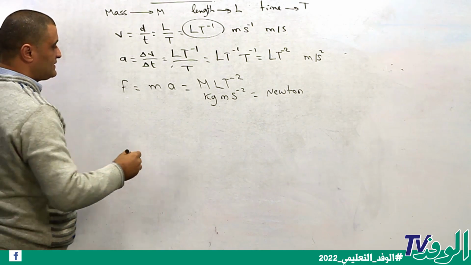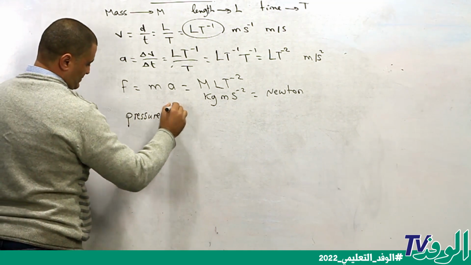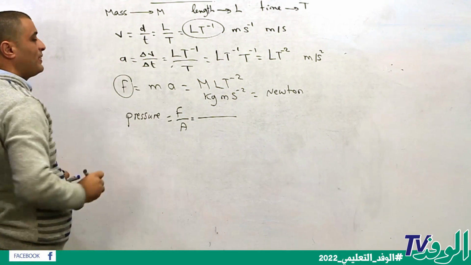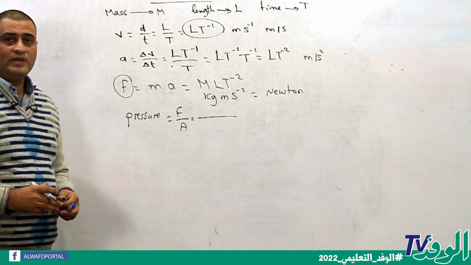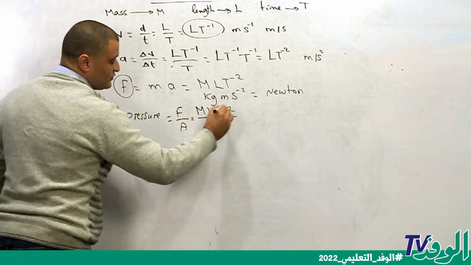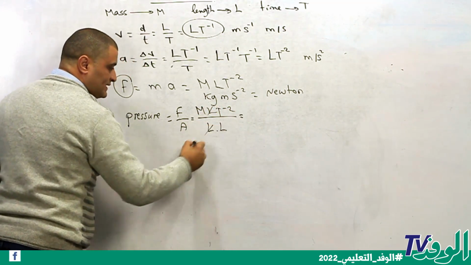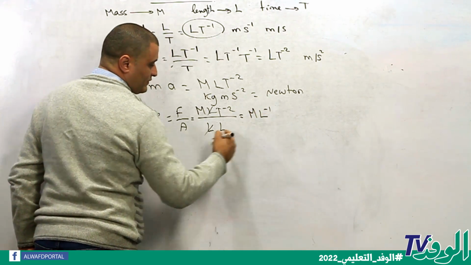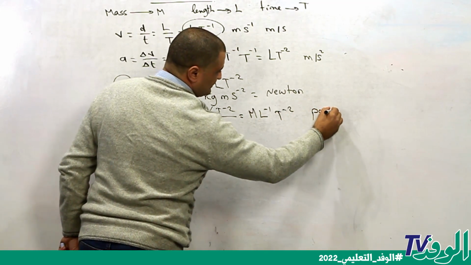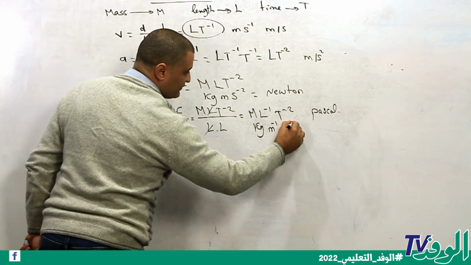We have extra examples, such as pressure. Pressure equals force divided by area. The force is the backbone of any dimensional formula in physical laws. Here force equals M L T power negative 2. Area equals L times L, length by length. So we can summarize it as M L power negative 1 T power negative 2. This is called Pascal, kilogram meter negative 1 second power negative 2.